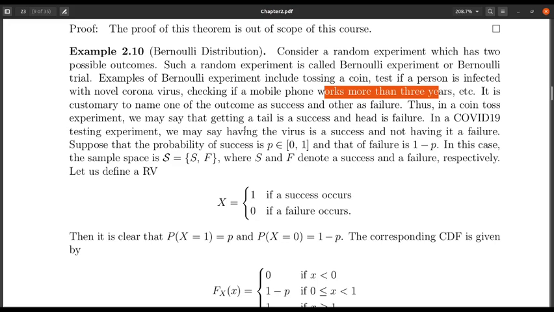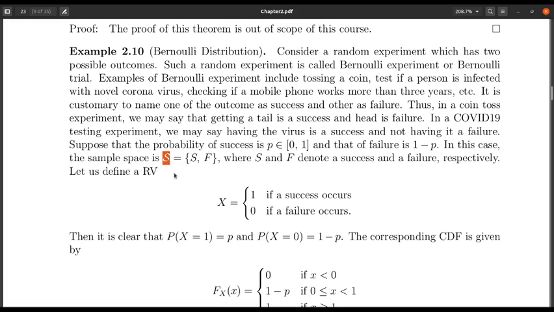So in all these scenarios we have this kind of experiment where I have two possible outcomes, and it is customary to denote these two possible outcomes as a success and a failure. Okay, so this success-failure setup is very useful in many practical scenarios, and the idea is that whenever we have exactly two outcomes, or the outcomes are categorized into two types, then we can talk about some Bernoulli distribution. Okay, so the scenario is like that.